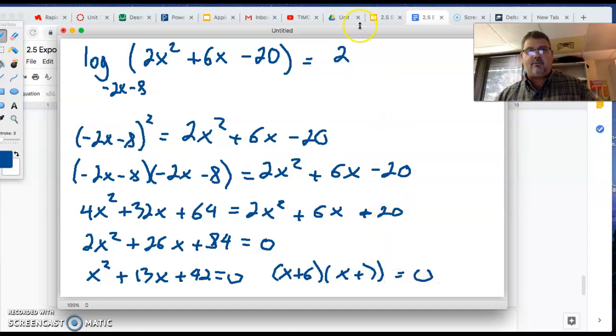And that brings us to our solutions. Oh, come on. Somehow I'm getting delay on the camera here. So I got x is negative 7 and negative 6.